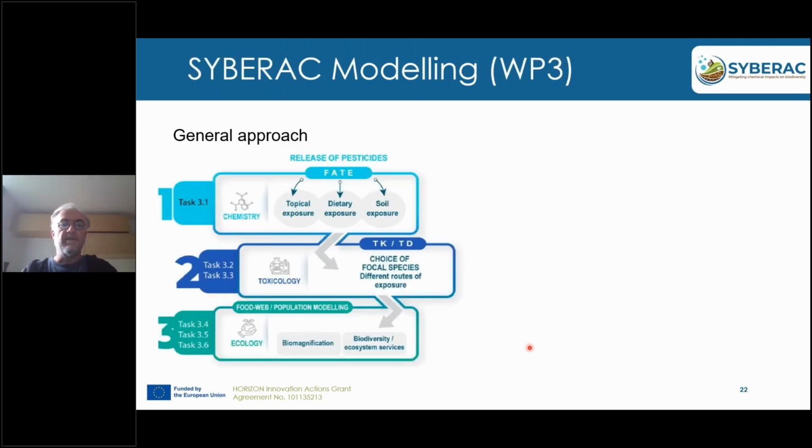Some of the case studies interact with work package 3 on modeling, and that is three tasks. Task 3.1 is on release, so the fate modeling. And we have tasks on TKTD, so the internal modeling of the exposure within the organisms, and then from individuals to biodiversity and food web. So that's the highest tier or highest level of the modeling.